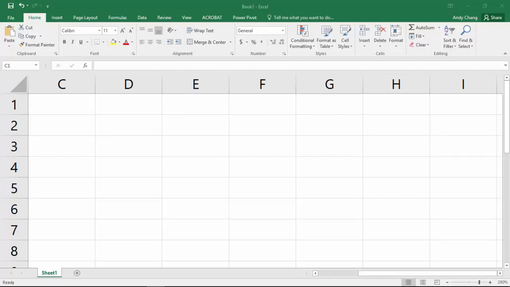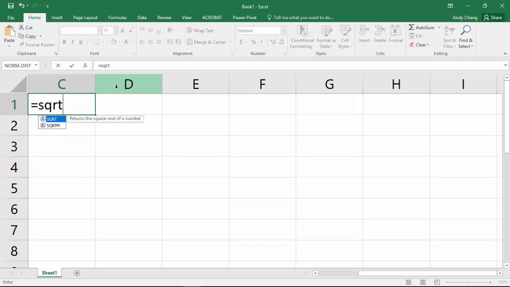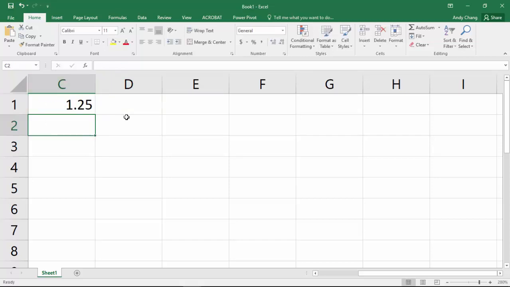Now Excel can help you to calculate some of the numbers. For instance, if you want to do the square root of 1 over 0.64, you hit equal and then type SQRT, which means square root. It applies the square root function to a number. This number could be an expression, so that's 1 divided by 0.64 and close parentheses. That gives you the square root of 1 over 0.64. That's 1.25.